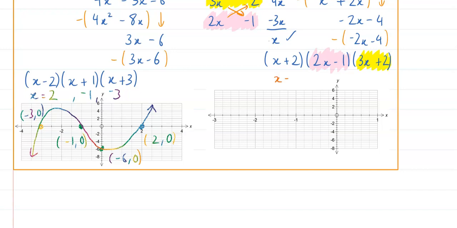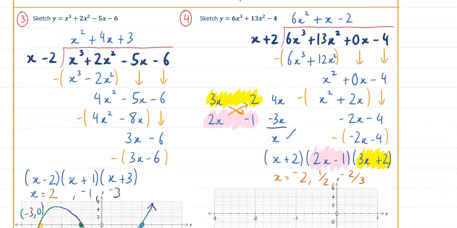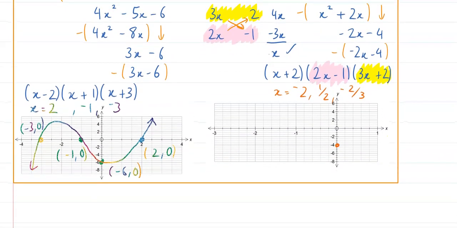Looking at our next graph, we've got our x-intercepts of -2, 1/2, and -2/3. Going back to our original equation, there is no negative out the front, therefore there's no reflection, and we can see that our y-intercept is going to be -4, so we can do that pretty quickly. So -4, I've got a -2, yeah, 1/2 is here, and -2/3, let's go about there maybe. Alright, so down.